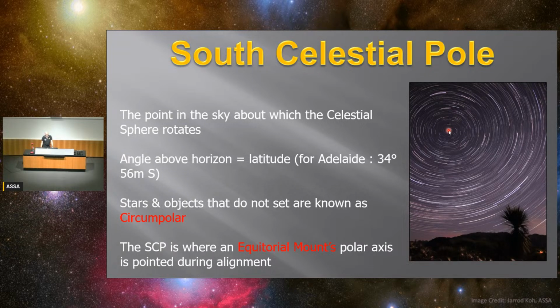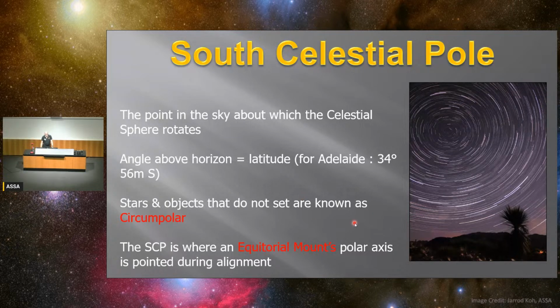And that point in the sky, from our point of view, is the south celestial pole. And its angle above the horizon, so this angle here, is equivalent to latitude. So for Adelaide, it's 34 degrees and 56 minutes south. So that's what that angle above the horizon is.